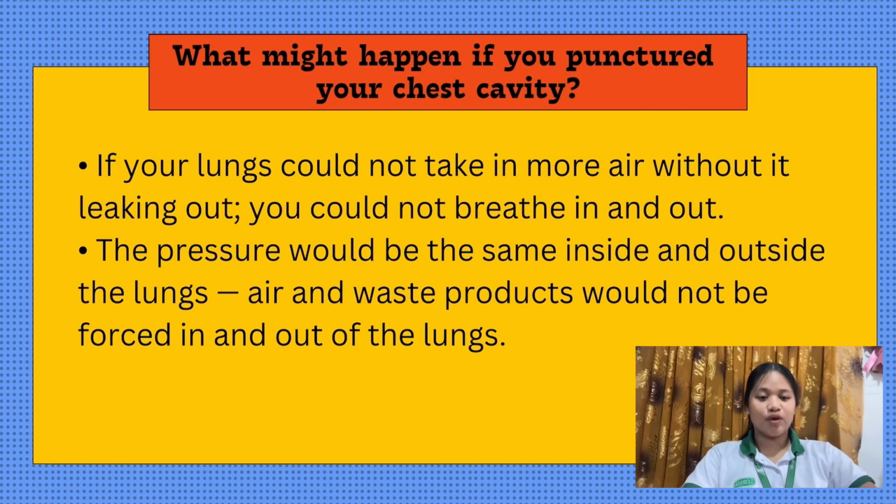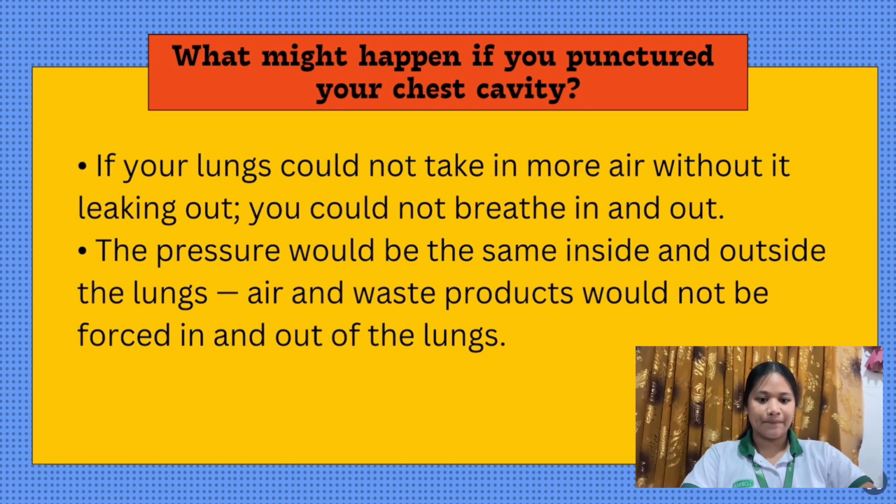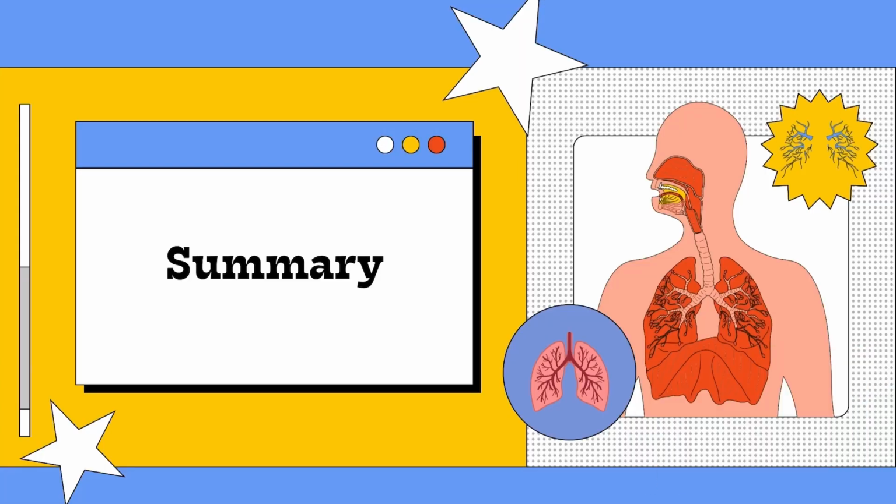What happens if you puncture your chest cavity? Your lungs could not take in more air without it leaking out, so you would not breathe in and out. As a result, air would not be forced in and out of the lungs. The pressure would be the same inside and outside the lungs. Air and waste products would not be forced in and out of the lungs.